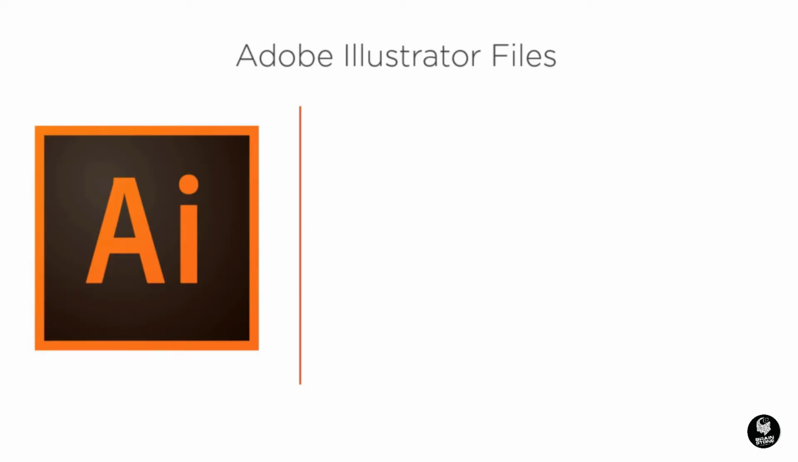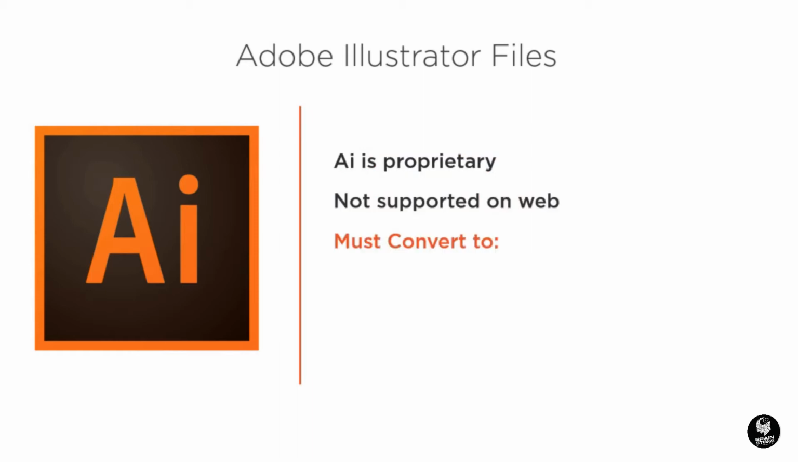Adobe Illustrator files are a proprietary format and they cannot be displayed in a web browser. Instead, you must convert your Illustrator files into a compatible file type. Now let's compare the three most common graphic file types supported by web browsers: JPEG, GIF, and PNG.